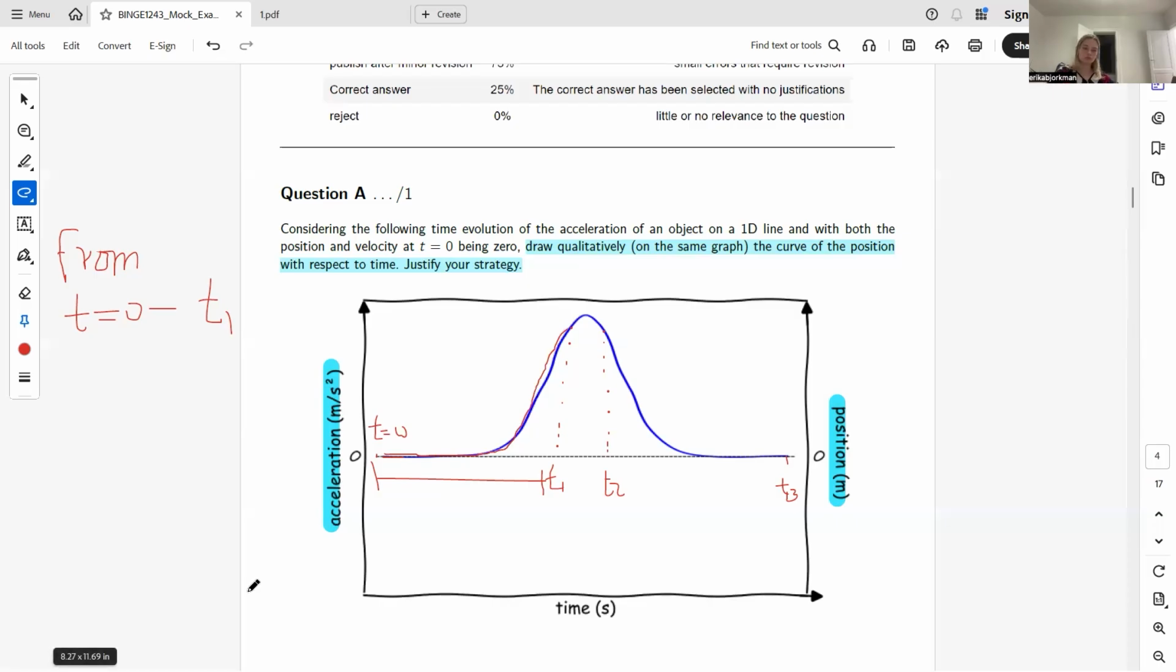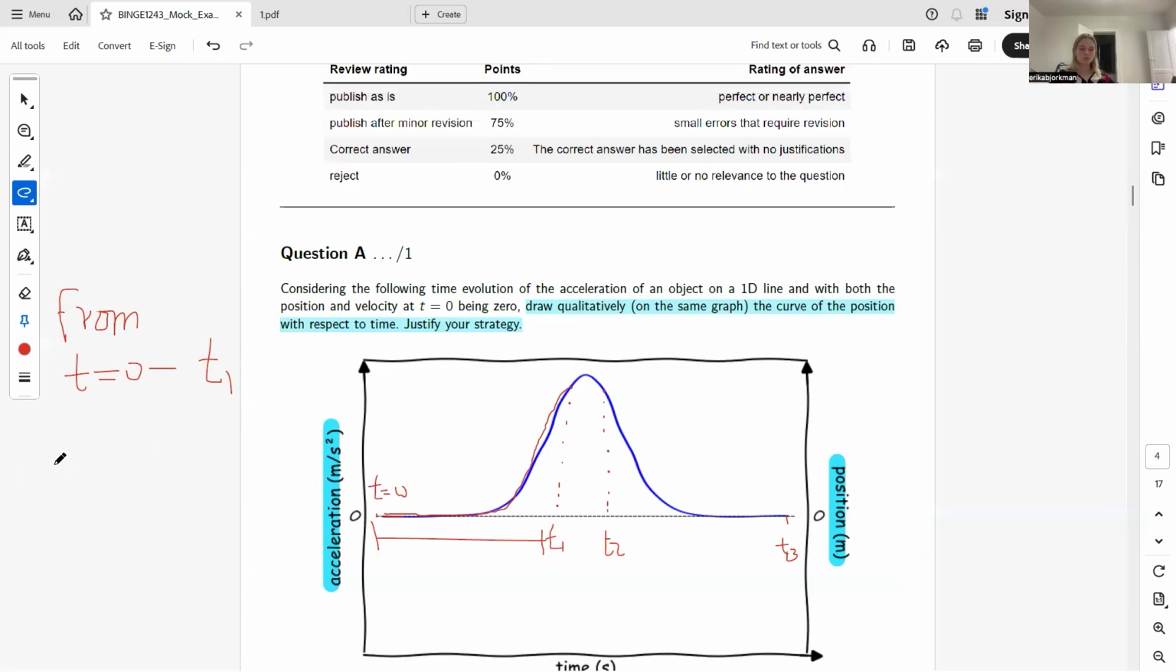So from time t equal to 0 to t1, acceleration is positive. First point that we have understood: as the acceleration is increasing, we can say it is positive. As it is getting raised up, we can consider its velocity is actually increasing. So we can say its velocity is increasing in our first part of time.